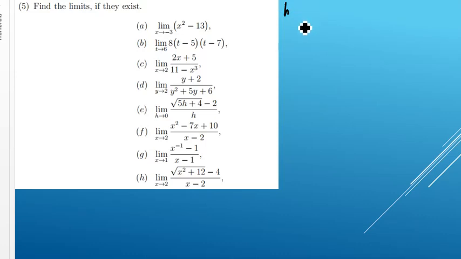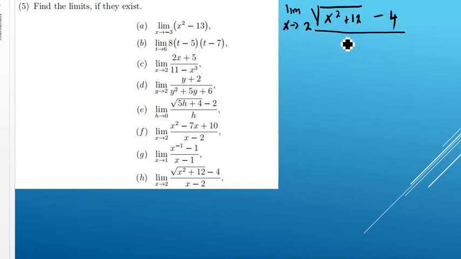So we have been given, we find the limit as x is approaching 2 of root of x to the power 2 plus 12 minus 4, everything over x minus 2.